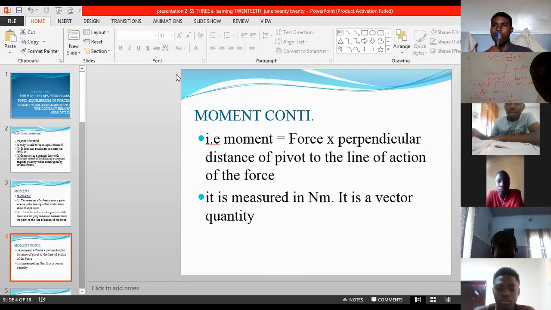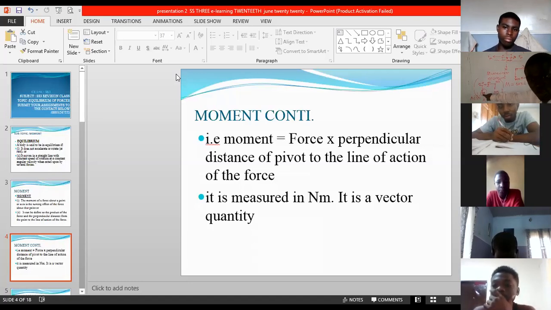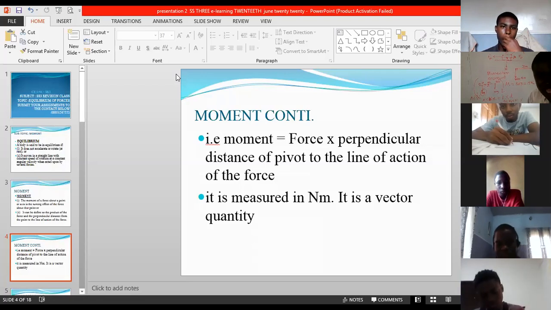Isaac, help us. Sir, please come again. I said moment is force multiplied with perpendicular distance. And my force, they gave us 50. So if I want to convert 50 grams to Newton, definitely I have to convert these 50 grams to kilogram, then multiply it with 10. Then now, how do I get my perpendicular distance? If the pivot is at 50 and the weight is suspended at 10, what do I do?